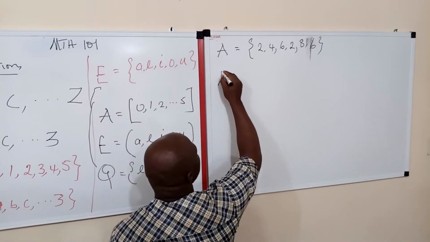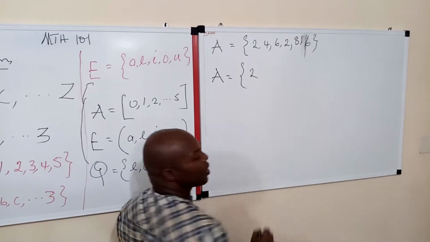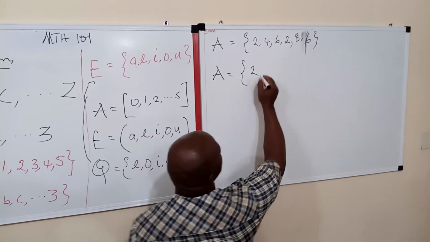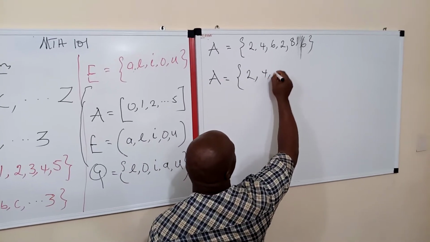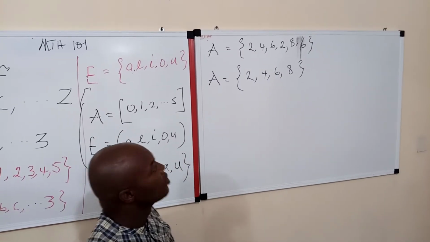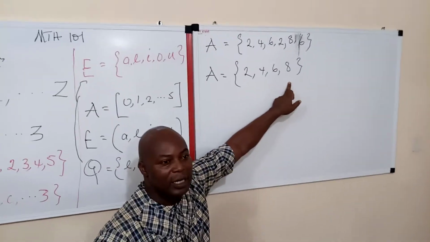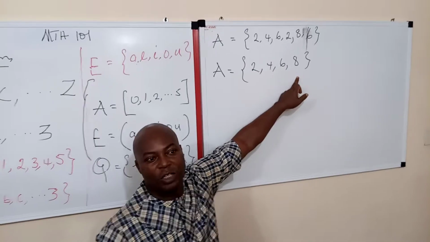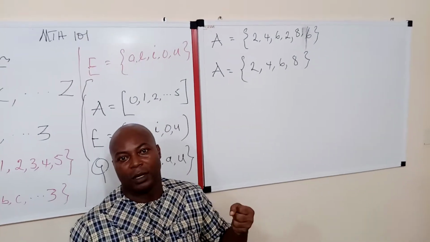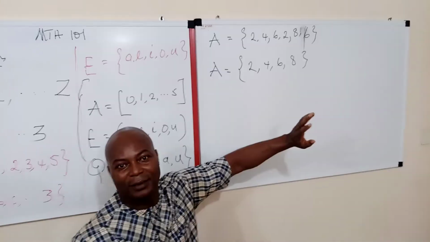So what we are supposed to have is a collection where 2 appears once. If our collection is even numbers less than or equal to 8, then it's supposed to be 2, 4, 6, and 8. So there is a difference between these two. This presentation is well defined because we said a set is a well defined collection of elements.